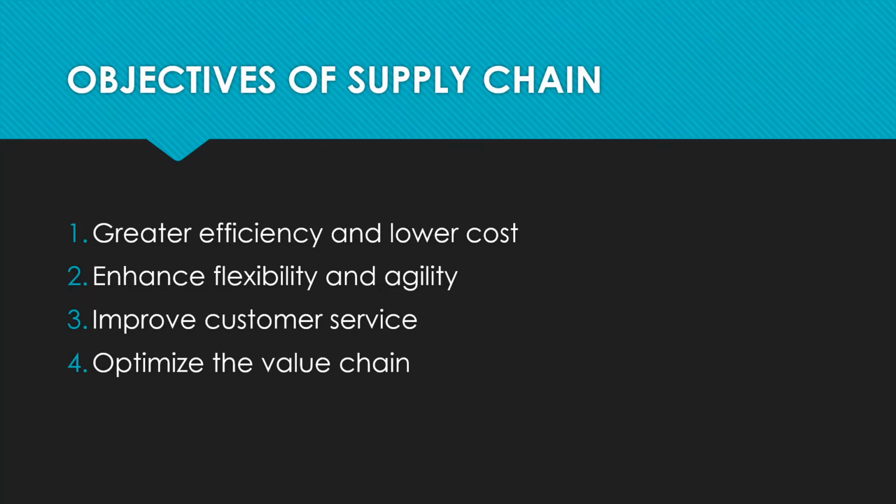Secondly, supply chain will help you to enhance the flexibility and agility. It is flexible in nature, not rigid. It also improves the customer service because it acts as a network between the company and the supplier and customer. So its main aim is to reach the customer, or the delivery of proper commodity or goods to the final buyer. And it also optimizes the value chain.